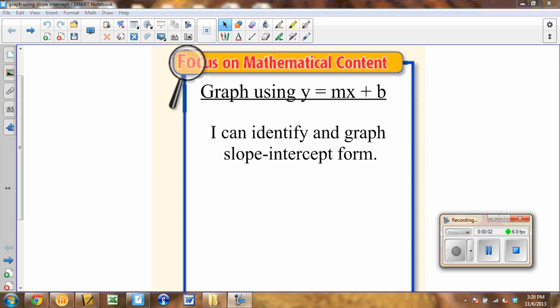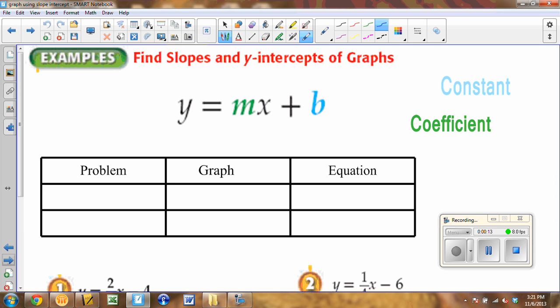So tonight we're going to do graphing in slope-intercept form. So I can identify and graph slope-intercept form. So the first thing I wanted to talk about is the slope-intercept form again.